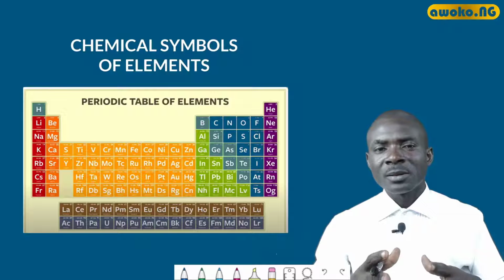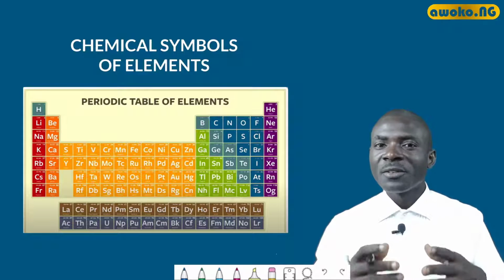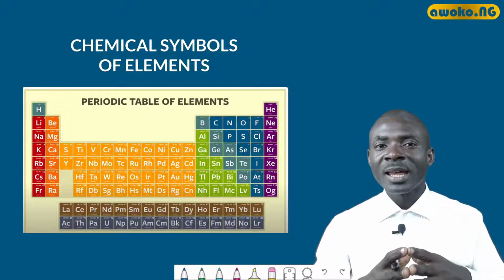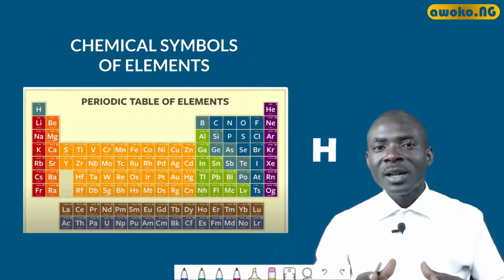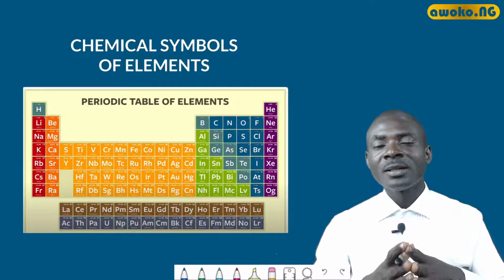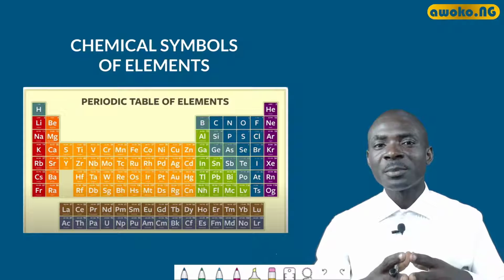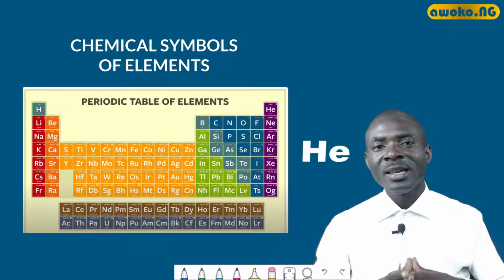Let's talk about the symbols of some common elements, like hydrogen, which is the first element in the periodic table. The symbol of hydrogen is simply written using the letter H in capital letters, while the symbol of the second element in the periodic table, helium, is written using the first letter, which is capital letter H, and the second letter, which is small letter e.